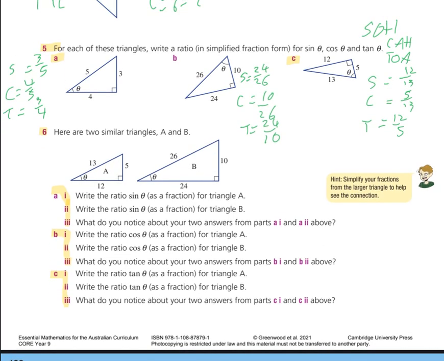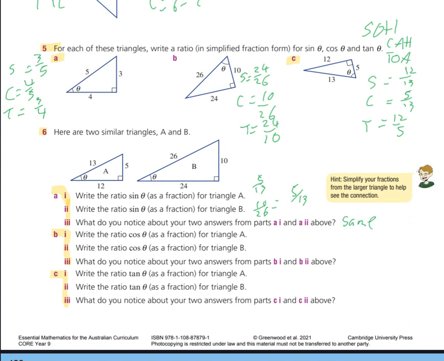Okay, here are two similar triangles. Write the ratio sine theta as a fraction for triangle A. They're going to be actually the same because you should be able to see that the numbers just double. But it wants it for triangle A. So sine theta, which will be opposite over hypotenuse, opposite is 5. It's going to be 5 over 13. For the other one, it's going to be 10 over 26, which can simplify to 5 over 13. What do you notice? They're the same.